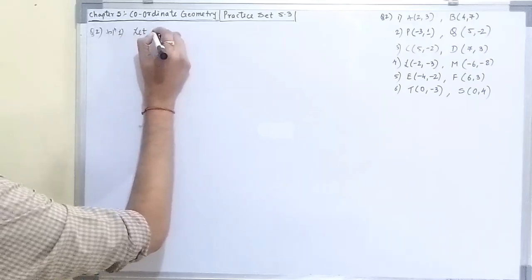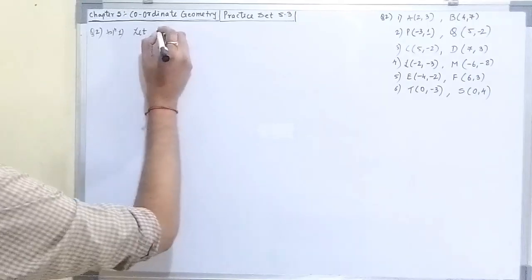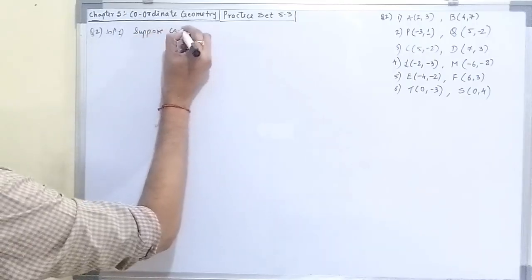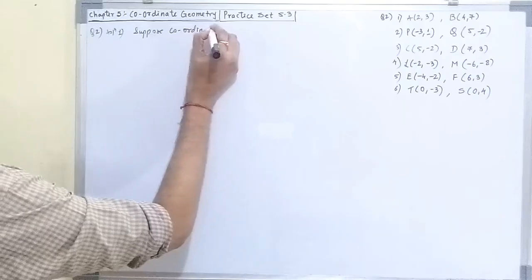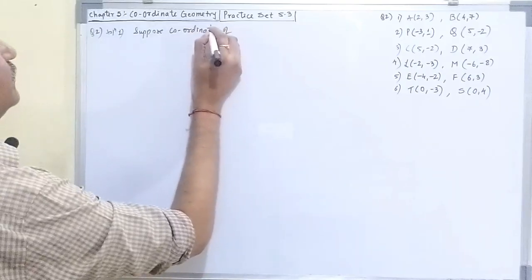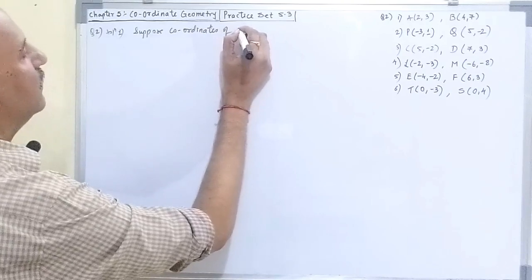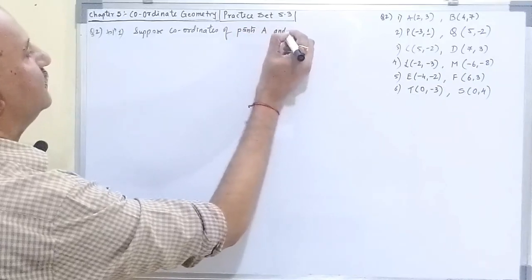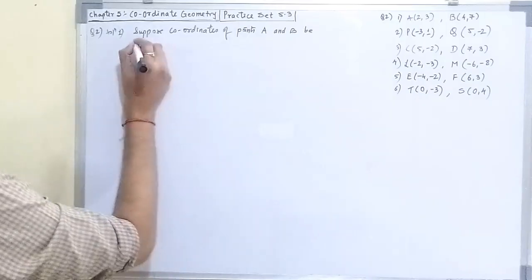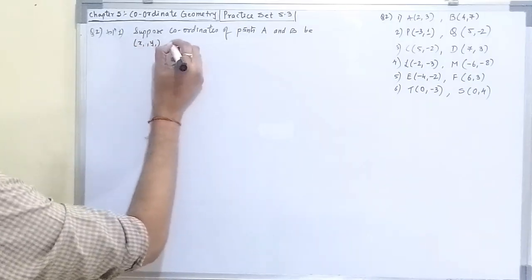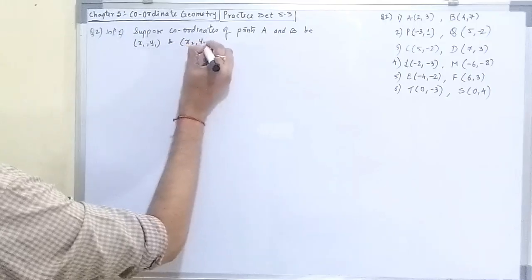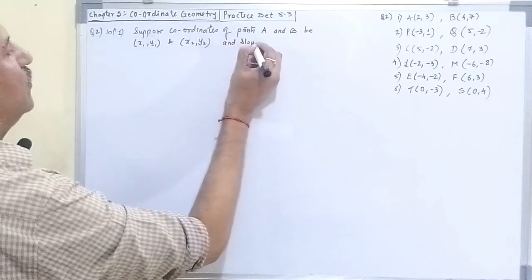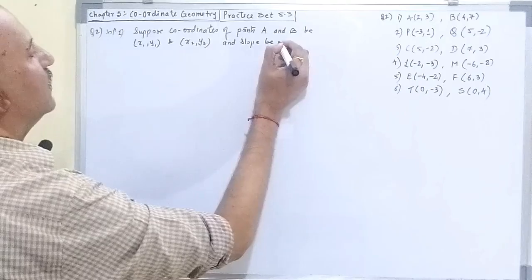Suppose the coordinates of points A and B are (x1, y1) and (x2, y2), and the slope is small n.